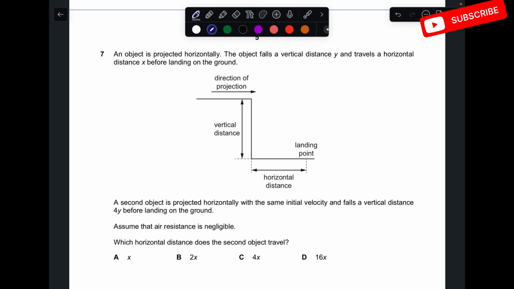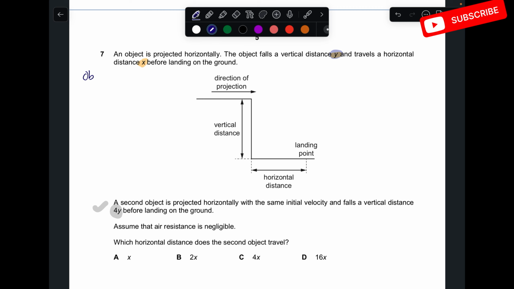What you have to keep in mind in this question is that the first object covers distance x, and you have to find the distance covered by the second. Y is given: this one has covered distance y and this one is covering distance 4y. So what comes to my mind is that the second object has more time to fall towards the ground. Its time is different because it is covering more height, right? So let's sort it out for both the objects.